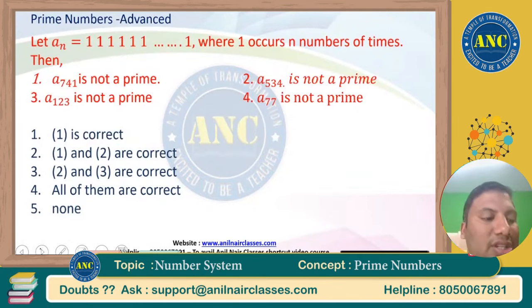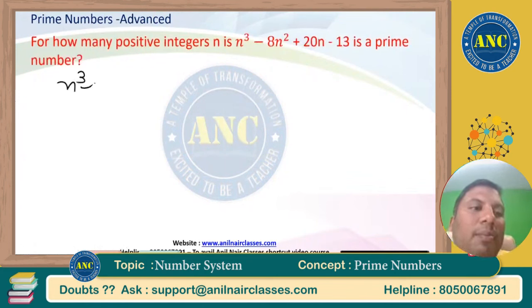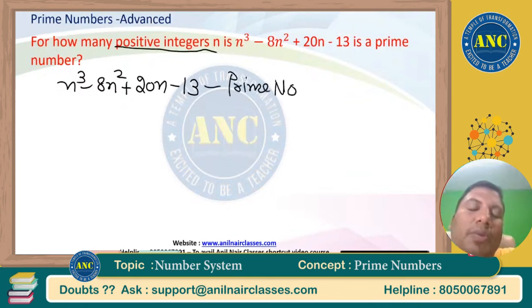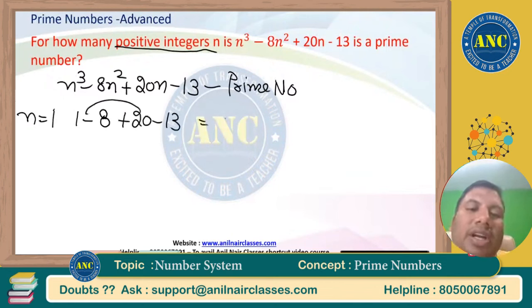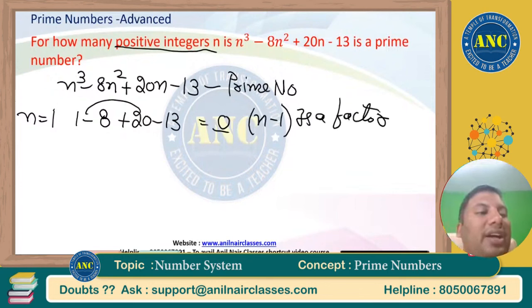Once you know all the models, this model we have already seen. This also we have seen in session number 2. N cube minus 8n square plus 20n minus 13: for how many positive integer values of n is this cubic expression a prime number? The lowest positive integer is 1. If I substitute, 1 minus 8 plus 20 minus 13, 21 minus 21 is 0. That means if the remainder is 0, n minus 1 is a factor of this expression.